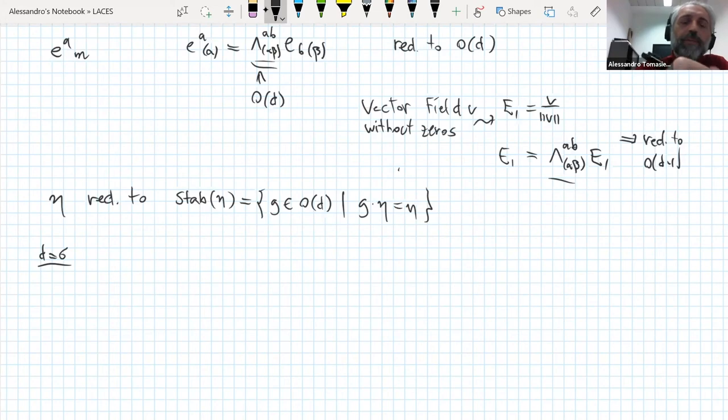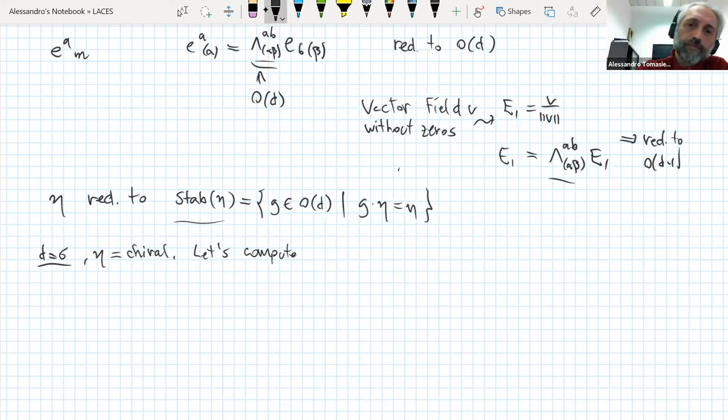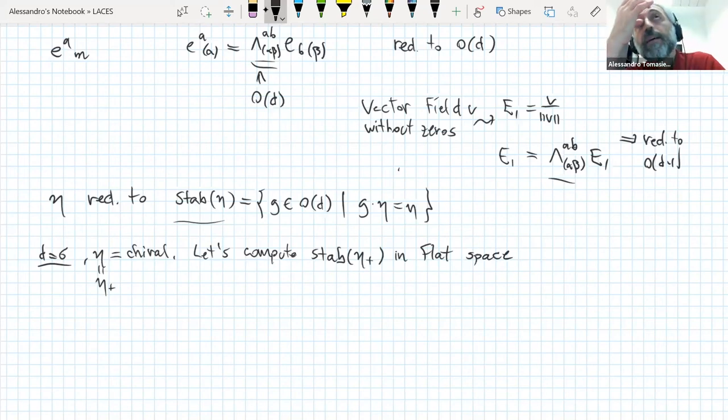I'll introduce a basis for gamma matrices. I'll first compute this stabilizer. So I want to compute the stabilizer for spin eta. And for example, take eta to be chiral, with chirality plus. I can just as well compute it in plus space. I can imagine that I'm computing the action of the gamma AB, which behaves as if they were in plus space.